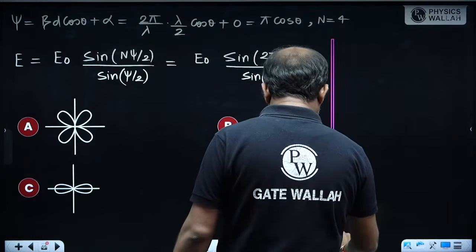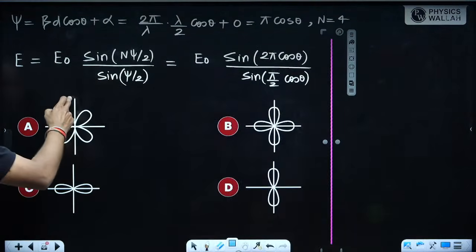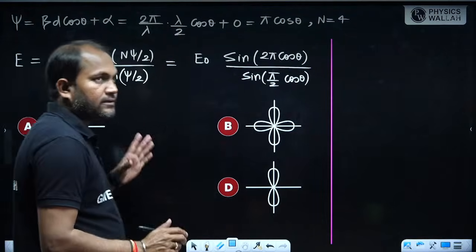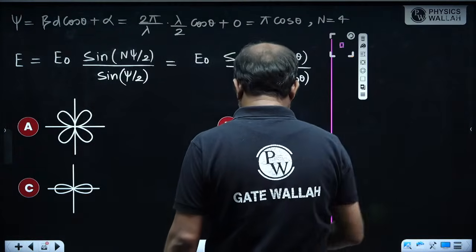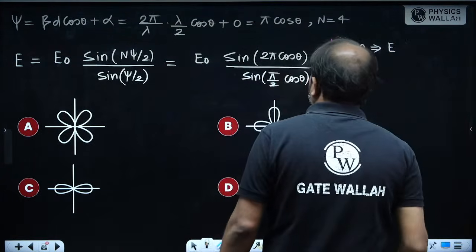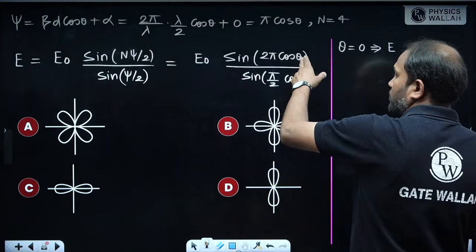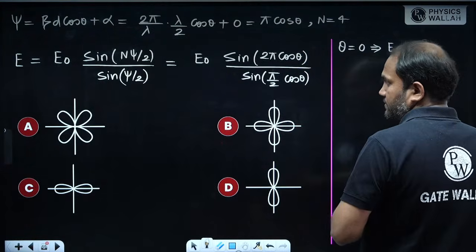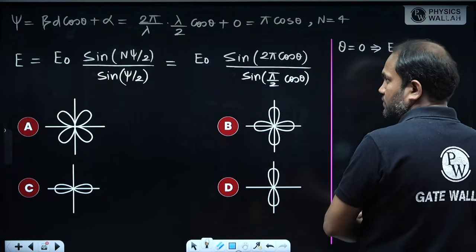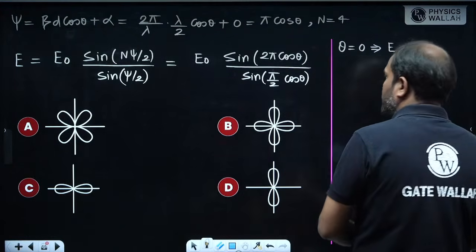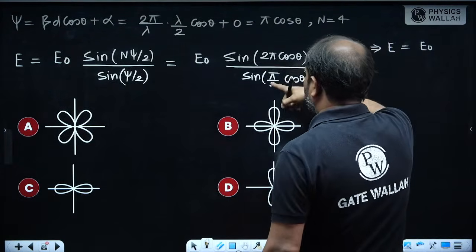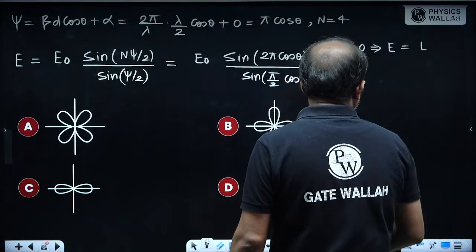Then I will check theta equal to 0, 90, 180, 270; that will give the values. At theta equal to 0, cos 0 is 1, so sin 2 pi is 0 and sin pi by 2 is 1. So it will be 0.